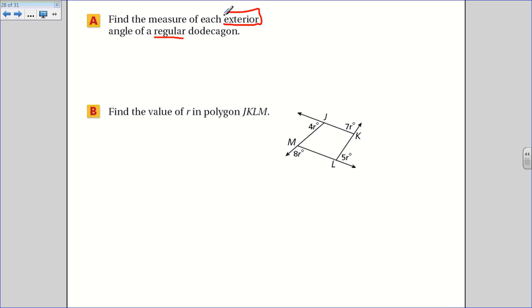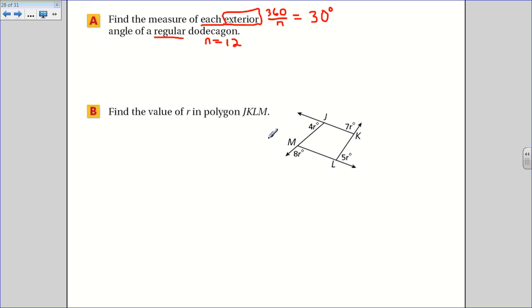Exterior, so we know we're not using the n minus 2 formula, and we're just using the 360 divided by n. Since it's regular, we can use this little formula. Dodecagon, meaning n is 12. So 360 degrees divided by 12. Each angle is 30 degrees. Each, another keyword, outside. So 30 times 12, total of 360.